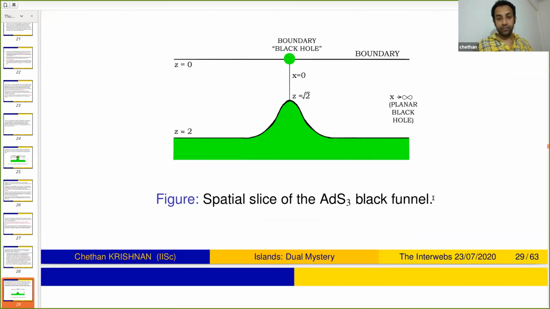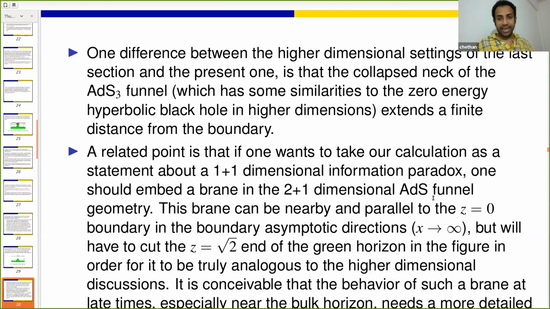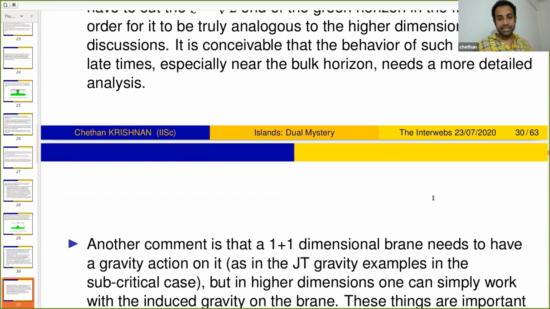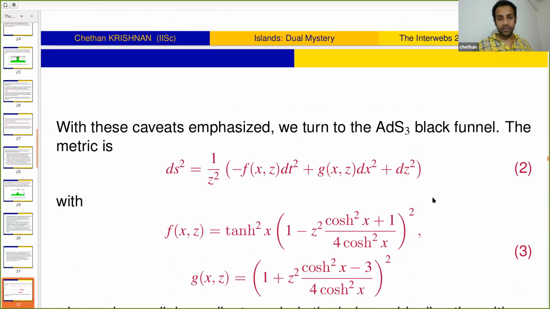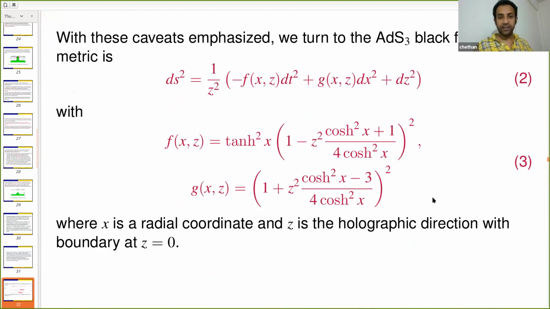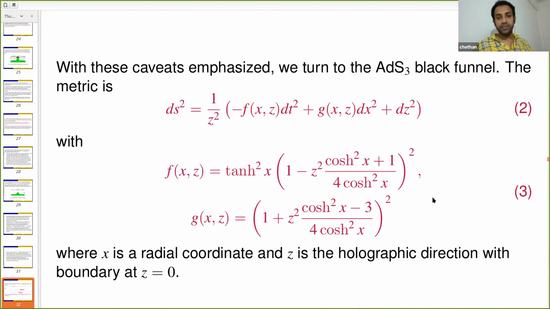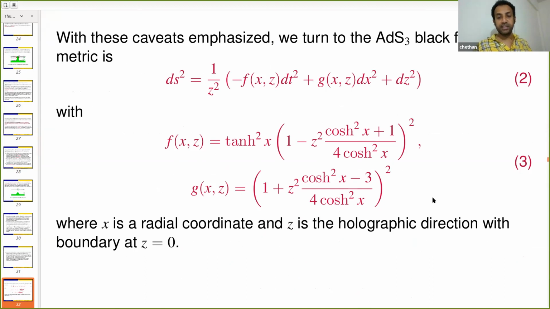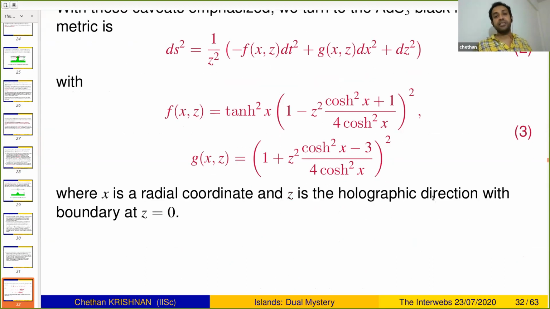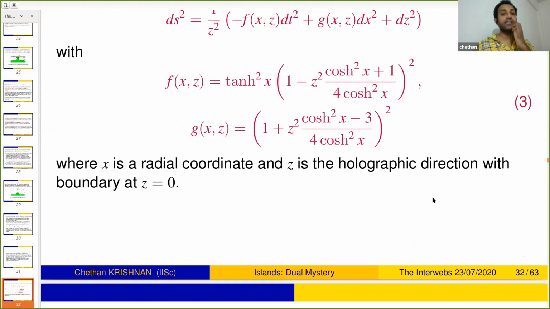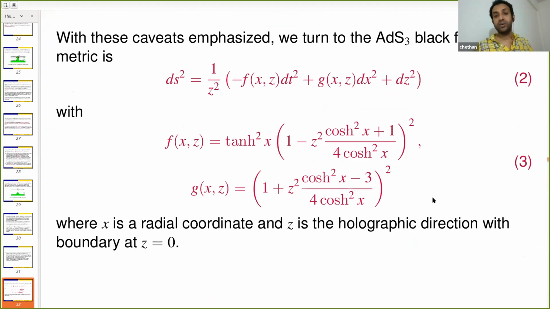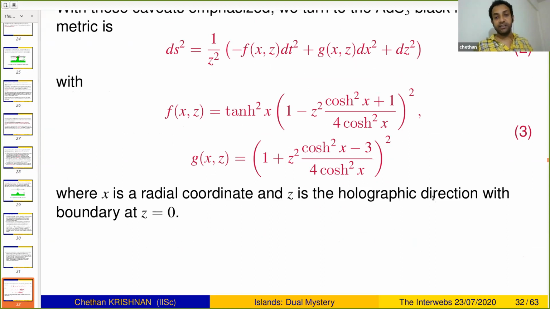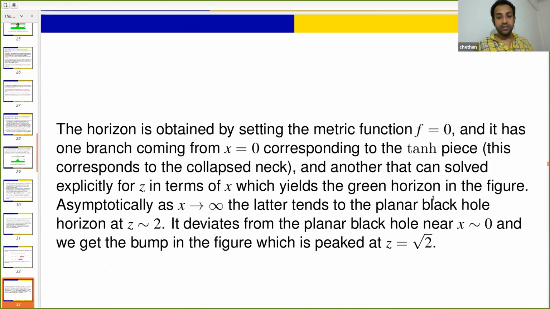Okay, so again, I can skip all these things. These are mostly details, and the conclusion is all that matters. So this is the geometry of the black funnel. It really doesn't matter too much. It's just that the geometry gives you a specific structure. Because there are explicit formulas, the key point is that you can formulate the extremization problem to find the RT surface completely explicitly. That's the only thing you have to take away from this slide. It really doesn't matter what these functions are.